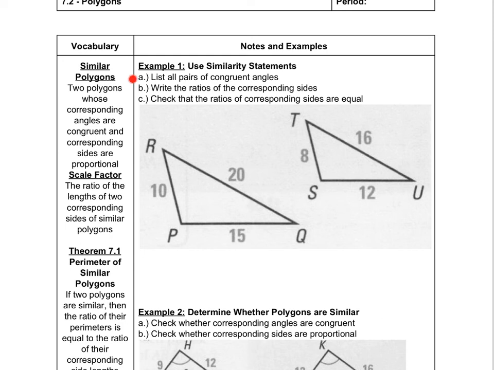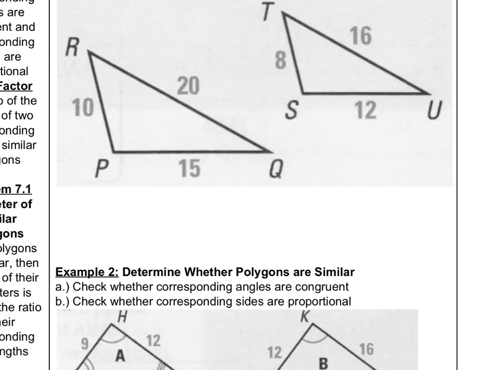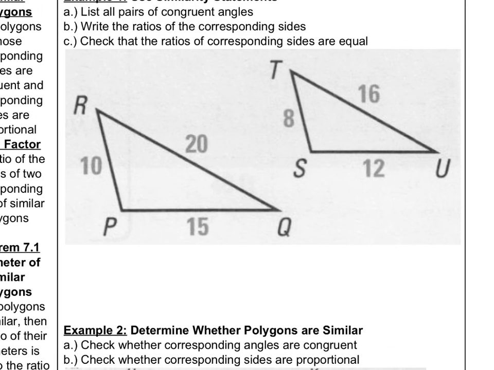So a couple things they're asking us is list all pairs of congruent angles. So all we got to do here is zoom in just a little bit. So we're going to say R would be congruent with T, P with S, and then Q with U. And I kind of like to do it like that first.